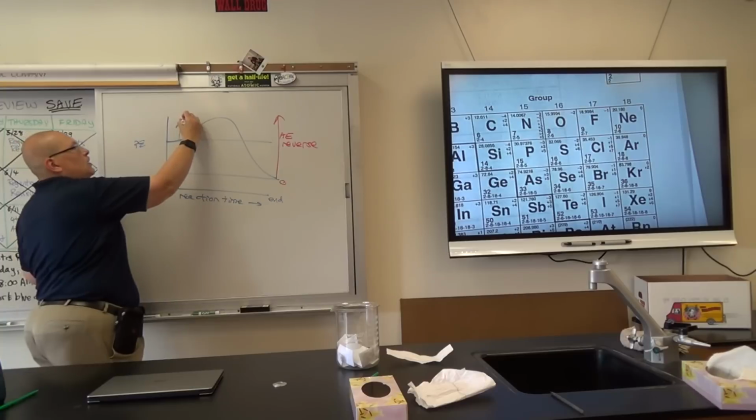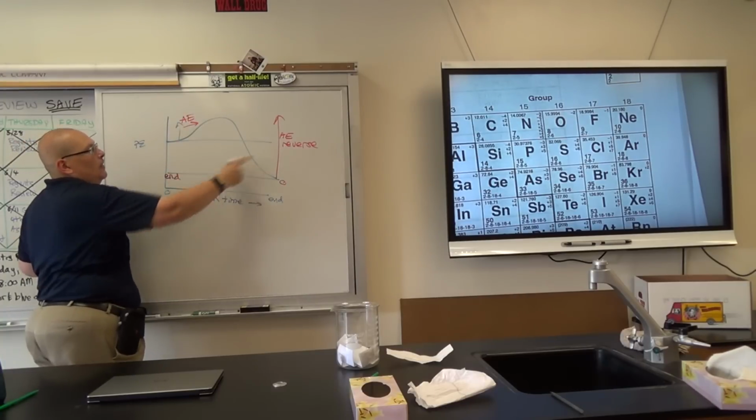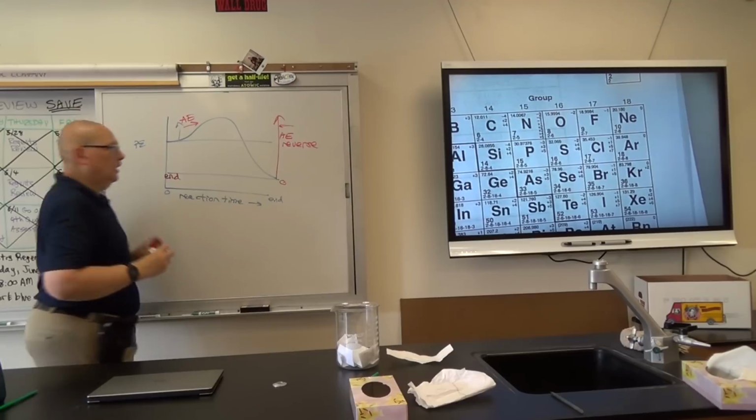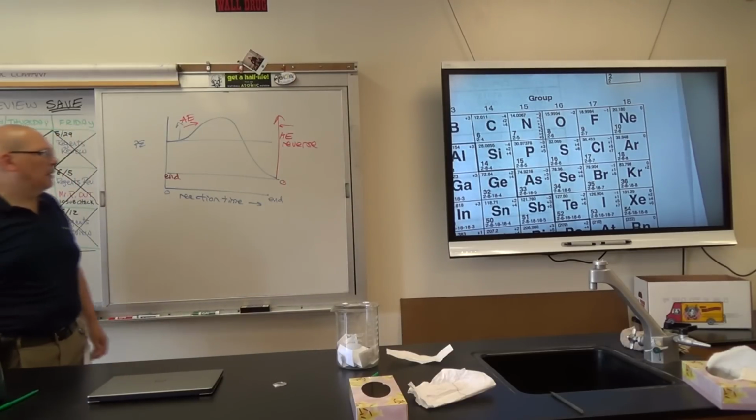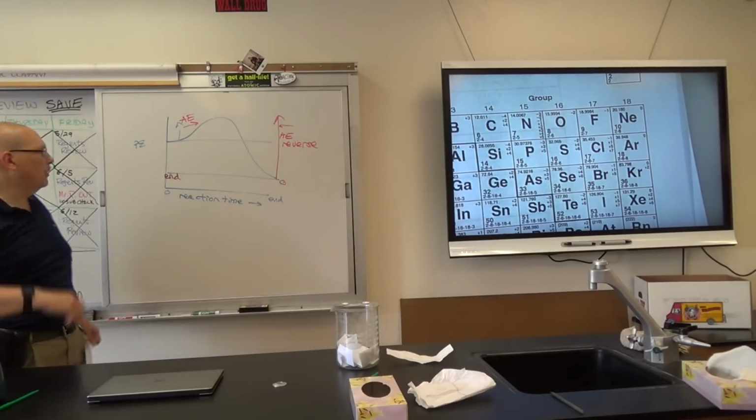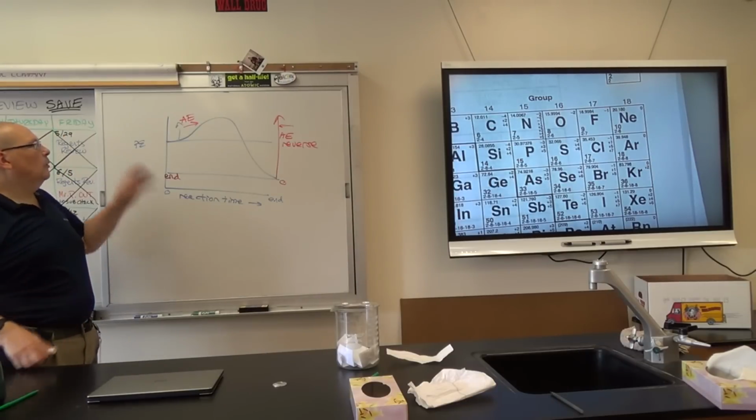So this would be the activation energy if we were going forward. This would be the activation energy if we're going in reverse. And that's the only thing we really hadn't talked about when we did potential energy diagrams. Oh, one other thing. If you add a catalyst, what does that do?